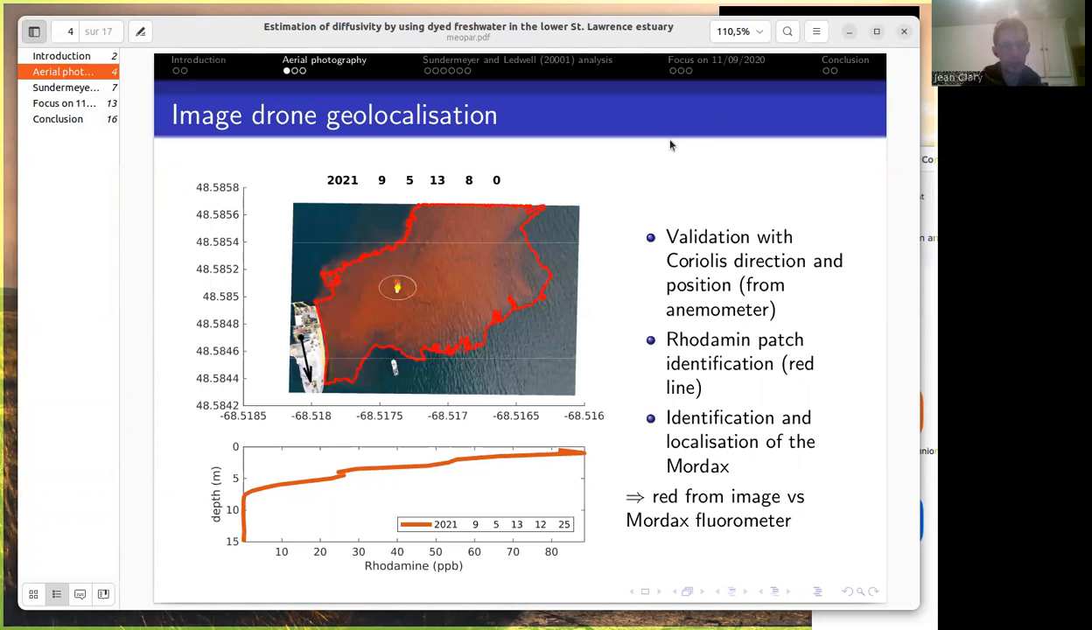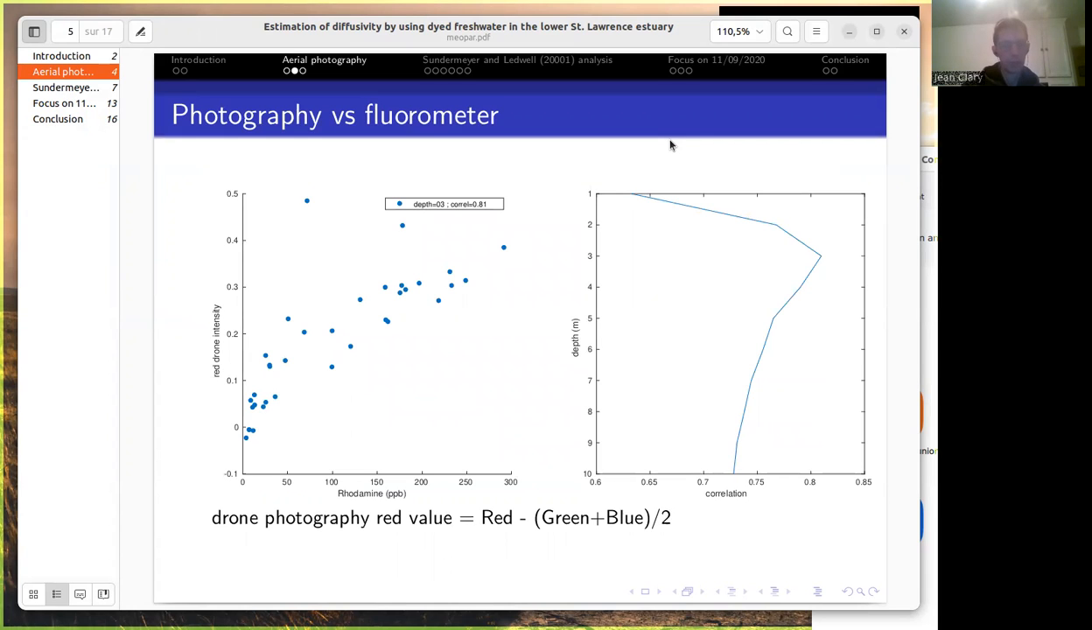First thing to do is the geolocalization of all the pictures. Once I did that, I have to make a validation with the colorlist direction and position, which I get from the anemometer. Once this is done, I can compare the red intensity from the picture with the dye concentration measured by the fluorometer, which will give us the following result.